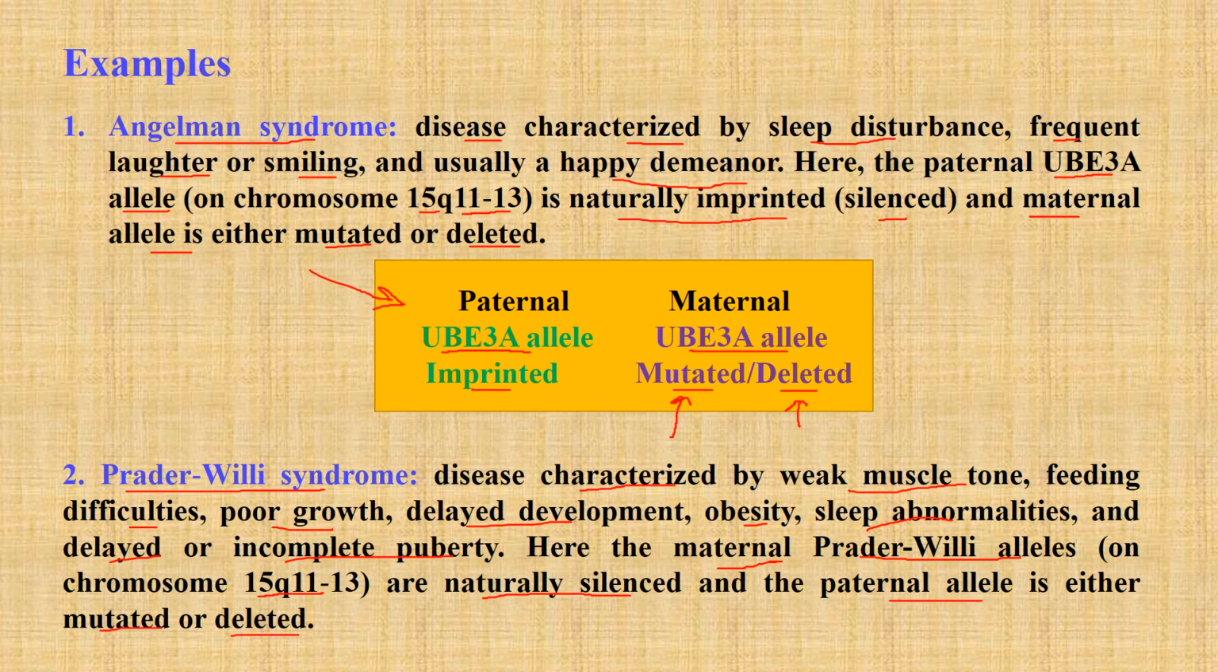Okay, so it is a total opposite to the Angelman syndrome. In the Angelman syndrome, it is the paternal allele, the UBE3A allele, that is naturally imprinted. But in the Prader-Willi syndrome, it is the maternal Prader-Willi alleles that are naturally silenced or imprinted. So that is the effect that genomic imprinting can actually cause in the system.